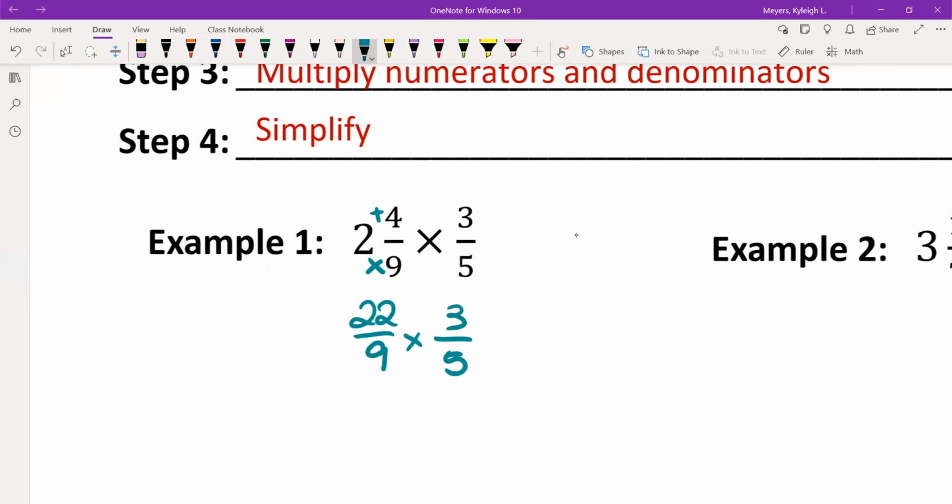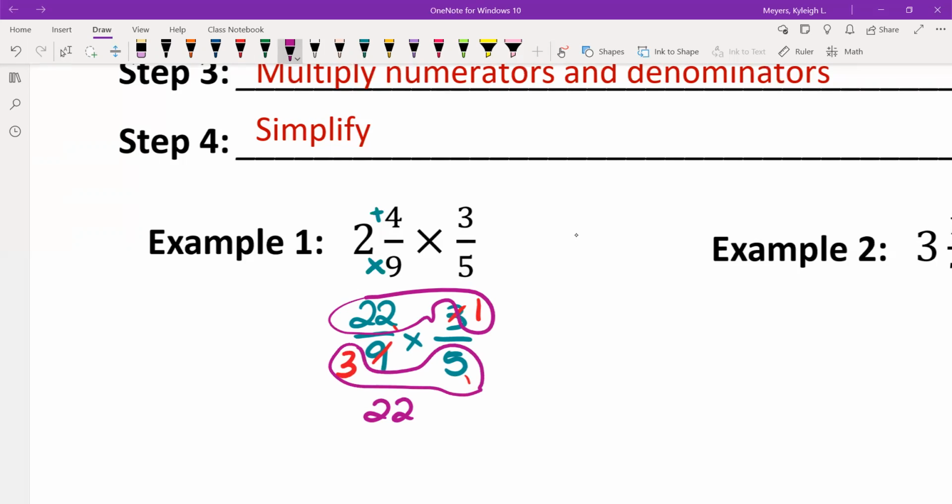So if you don't use cross products, you're going to have to do whatever 22 times 3 is and 9 times 5 is, which these ones are kind of simple, but it makes it a lot easier if you think, okay, look at my diagonals, 22 and 5, nothing can be simplified, but 9 and 3 are both divisible by 3. So we can make it 1 and 3. And now it's a little bit more manageable, right? Now it's 22 times 1, which is 22. And now it's 3 times 5, which is 15.